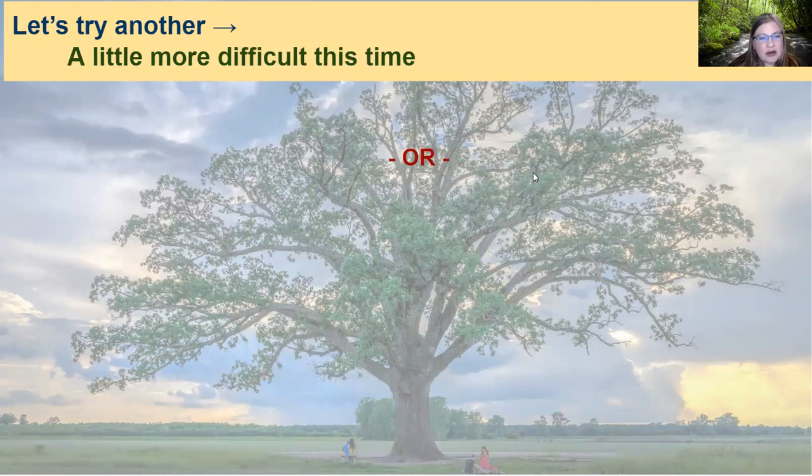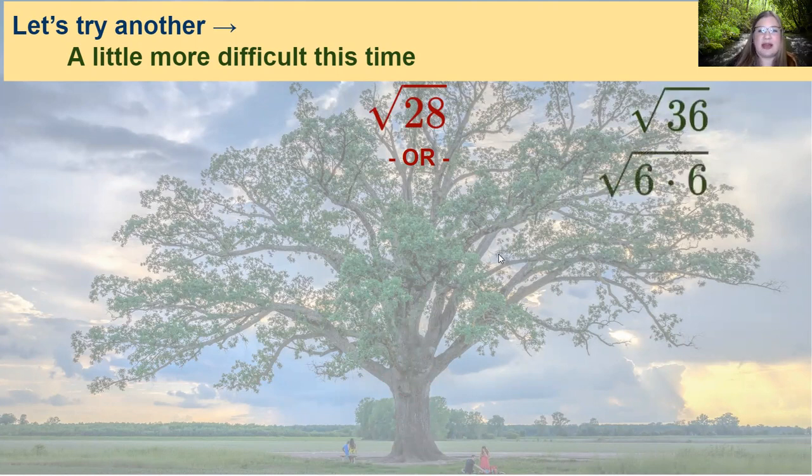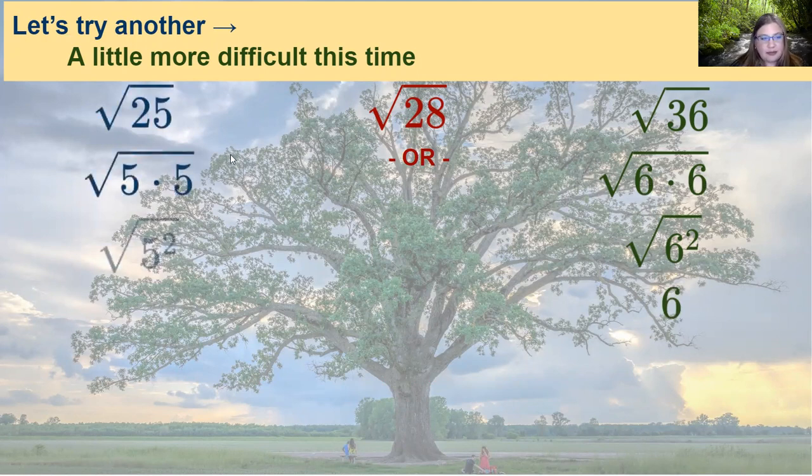Okay, let's go a little more difficult. Again, this is to show you how you can do things in many different ways and come to the same answer. So root 28, we can do the same way we did before. I can say 36 is a little bigger. It's the biggest one I can think of above it that is even. So 36 is 6 times 6, 6 squared. And then 25 below it, because that's 5 times 5.